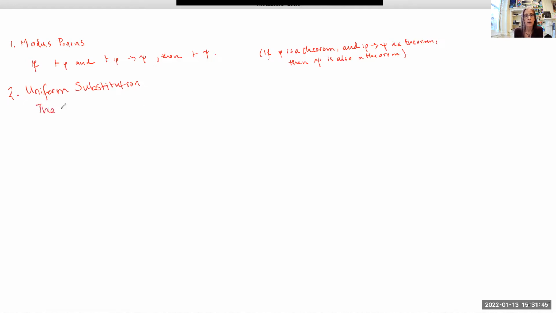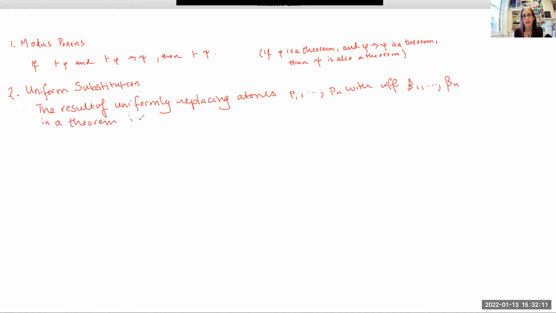So the result of uniformly replacing atoms P1 up to Pn with well-formed formulas beta 1 up to beta n in a theorem is also a theorem. So if you take a theorem and wherever you find an instance of a particular atom, you replace it with another formula, then the result that you have is also a theorem.